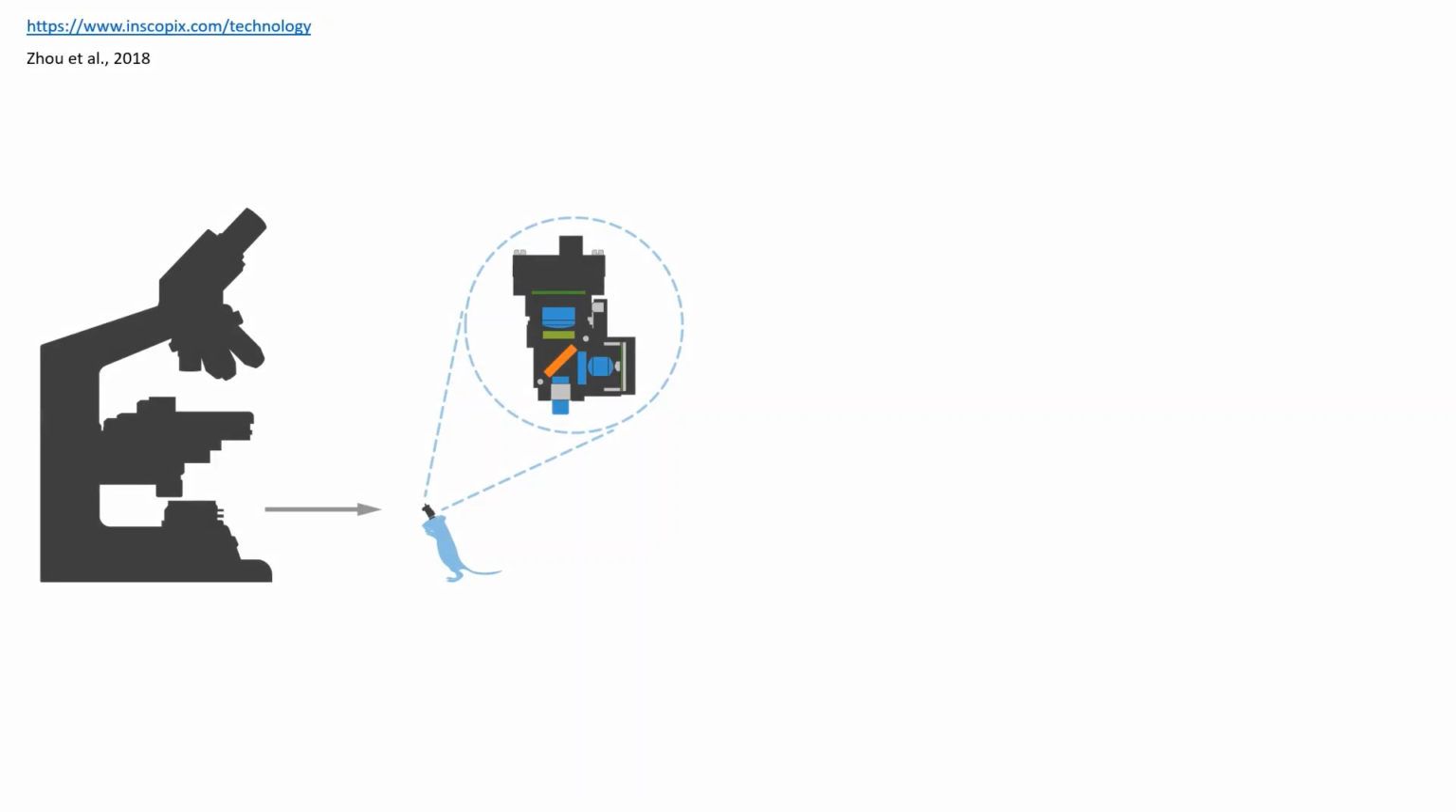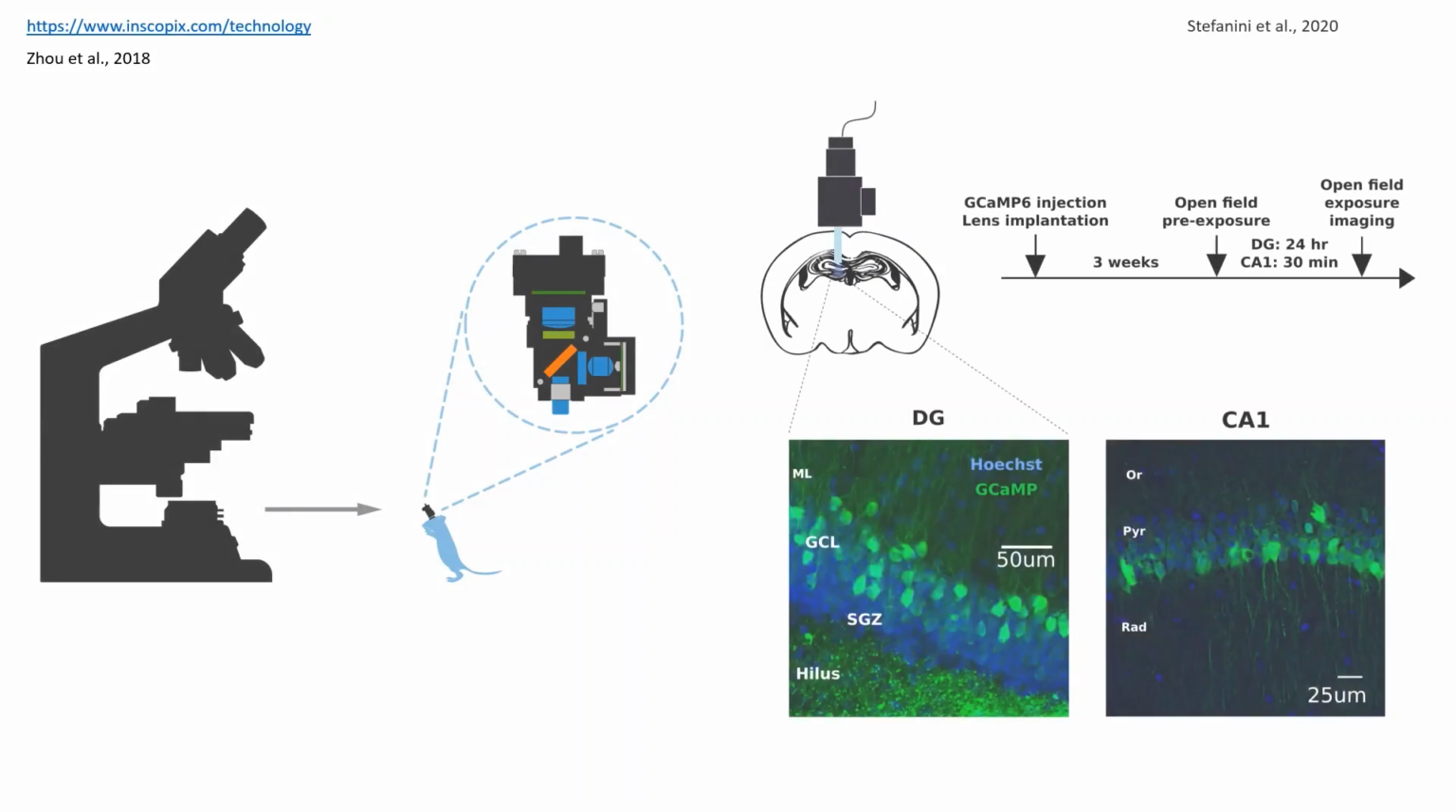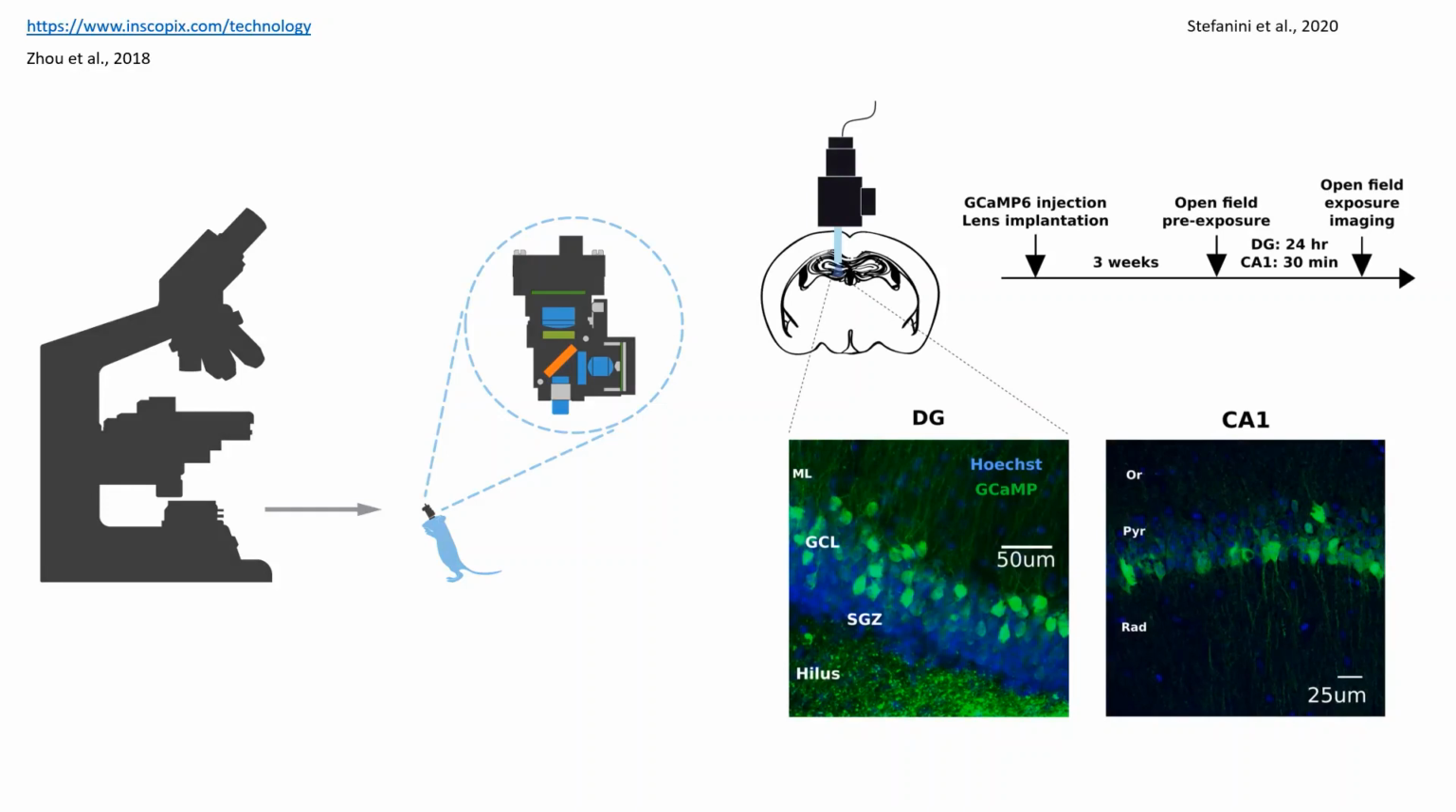To answer this question, we adopted recent experimental techniques that allowed us to record brain activity in freely moving animals with a head-mounted miniaturized microscope using calcium imaging. We injected mice with a virus carrying a fluorescent protein called GCaMP and recorded the activity of hundreds of neurons in the dentate gyrus and CA1 regions of the hippocampus.